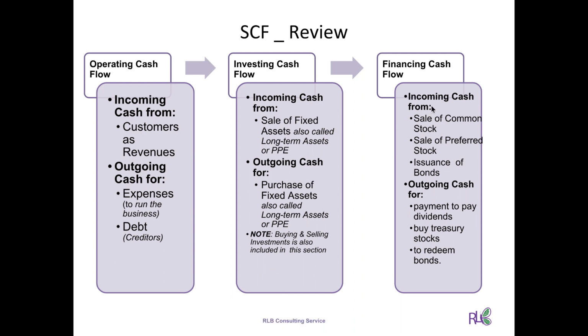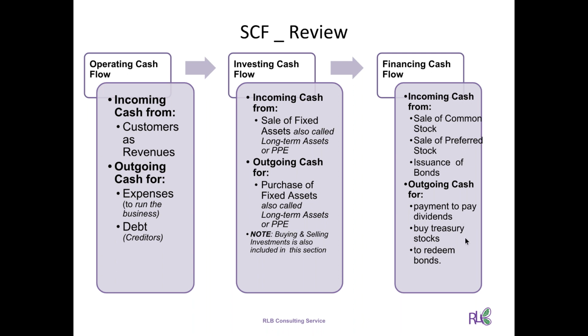Financing cash has to do with the last couple of chapters that we've been working with, where you learned about stocks and bonds. So we're going to receive cash from the sale of common stock and preferred stock, and even treasury stock if we have some that we sold, and issuance of bonds. Cash is going out for the payment of dividends to the stockholders, to buy back some of the treasury stock if we need to purchase some, and to redeem some of the bonds early, or just to simply pay off the bond because it has matured.